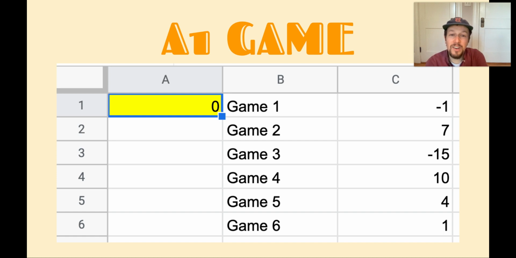And when x is 0 in the first game, y is negative 1. In the second game, when x is 0, y is 7. The third game, x is 0, y is negative 15. The fourth game, when x is 0, y is 10. The fifth game, when x is 0, y is 4. And the sixth game, when x is 0, y is equal to 1.